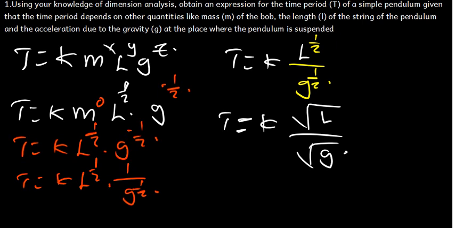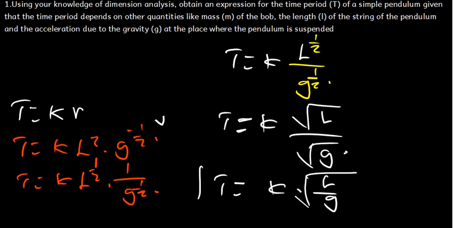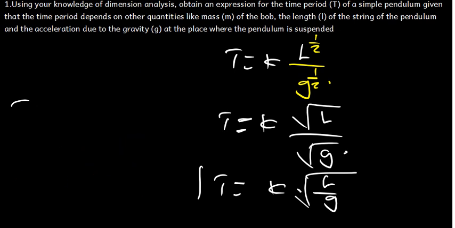Since we have the root on top and the root down, we can simplify this and say k is going to be equal to the square root of L divided by G. Here is supposed to be just k, meaning that this is going to be our expression for the period. Now k in this case is constant, so we have t is going to be equal to k the square root of L divided by G.